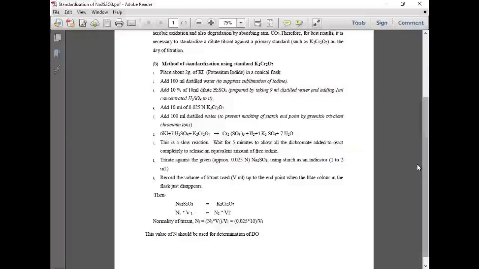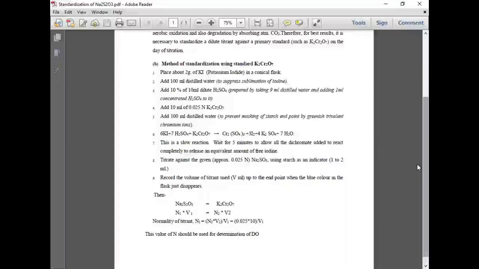Next, we are going to add 100 ml of distilled water. This distilled water is added to prevent masking of the starch endpoint by greenish trivalent chromium ions. The reaction that now takes place is represented here. This is a slow reaction. We have to wait for 5 minutes to allow all the dichromate added to react completely to release an equivalent amount of free iodine.